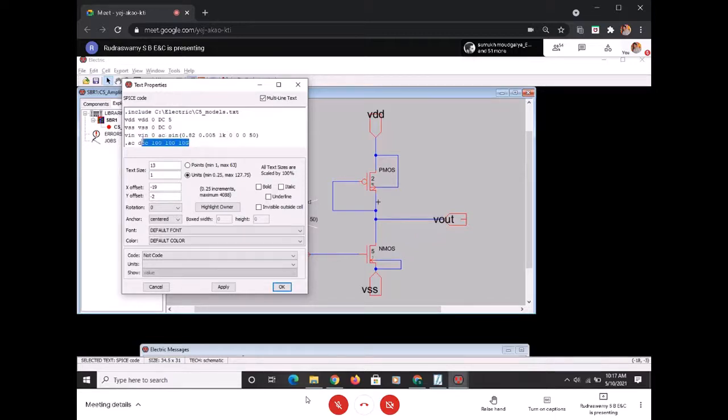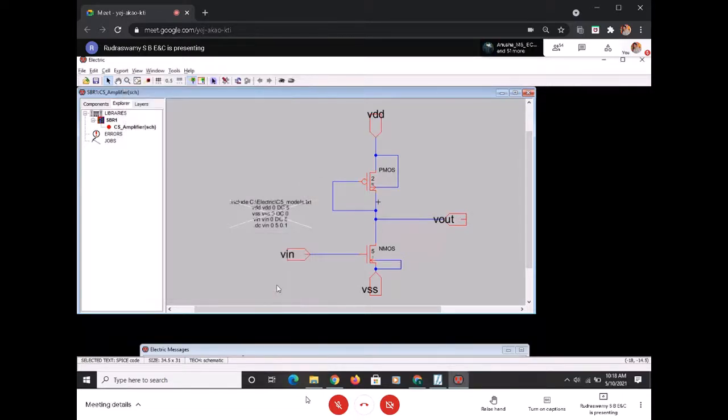So I'm doing the DC analysis, right? For DC, V in to reference 0, DC C5, .DC V in 0 to 5 in steps of 1. This is what I have.